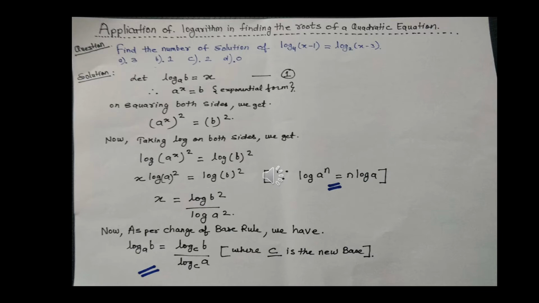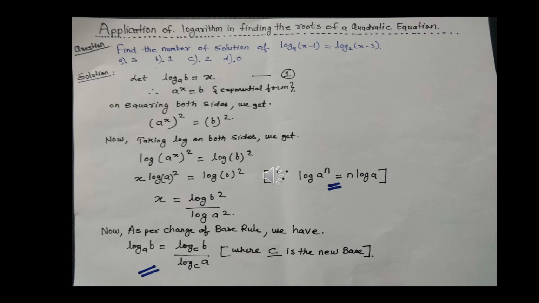Now let us take log of b to the base of a as x, and the exponential form can always be written as a raised to x is equal to b. So on squaring both sides and taking the log on both sides, we get x log a square is equal to log of b square, and we use the basic formula of log a raised to n is equal to n log a here. So we get x is equal to log of b square by log of a square.